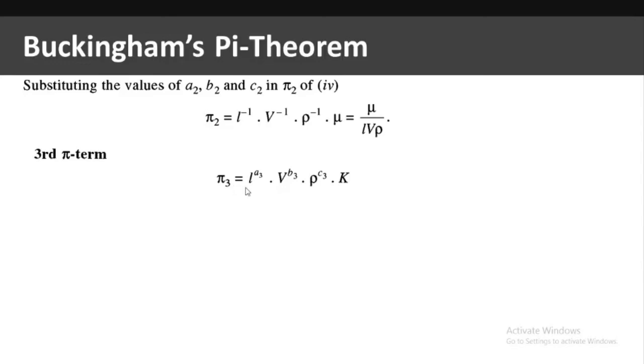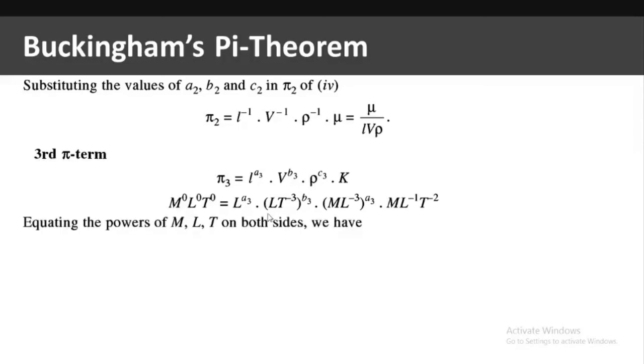So third pi term is pi 3 equals to l to the power a3, v to the power b3, rho to the power c3 into k. Okay, अभी हम इसको assume करेंगे dimensionally homogeneous equation and we will equate the power of m, l and t. तो pi का dimension क्या हुआ, m0 l0 t0. Okay, on right side we will have L, so it is L1 to the power a3. Then velocity to the power b3, so it is L1 T minus 1 to the power b3.